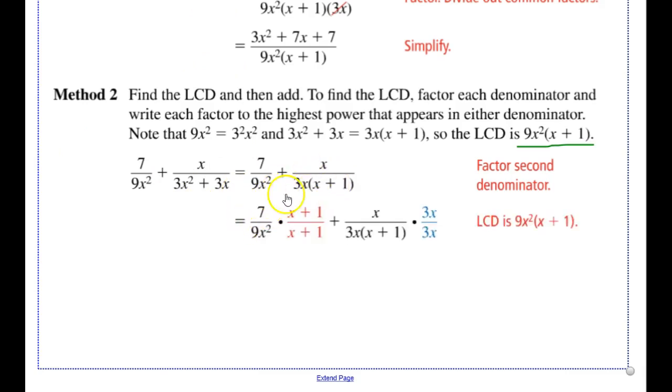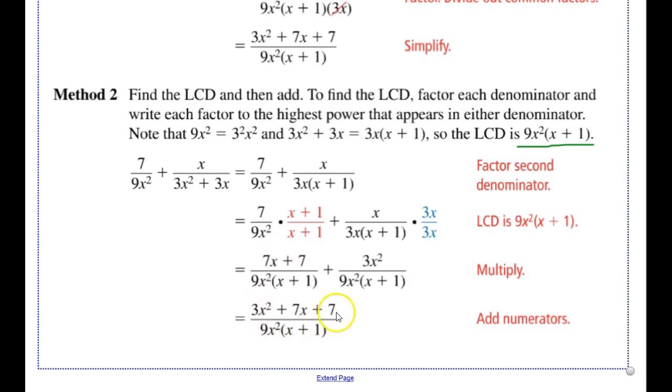Okay, so I've written it in factored form. Now I have to figure out what I'm multiplying by. This first fraction already has the 9x squared part of my denominator, so the only thing that's missing is this x plus 1. That's what I multiply both the numerator and the denominator by. For the second fraction, I see that the only thing missing is this 3x, so I multiply by 3x over 3x. Then I just multiply through and I simplify. Now I'm going to add my numerators, and I don't have anything I have to factor out or simplify from there.